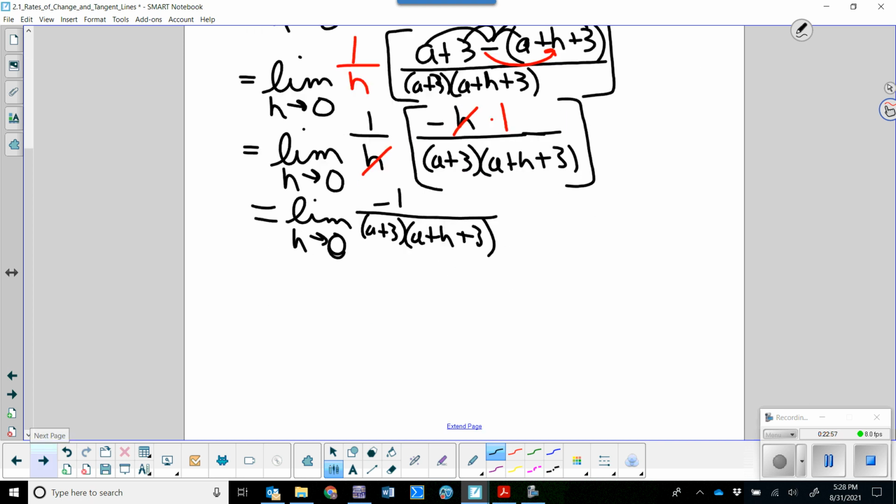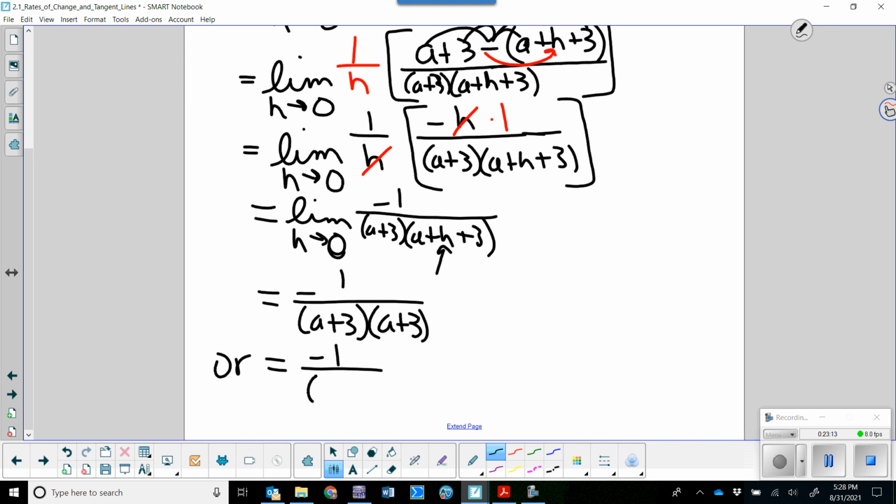So the limit is to let h go to 0. So now I can plug in h going to 0, and I have negative 1 over a plus 3 times a plus 3, because h is going to 0, or negative 1 over a plus 3 squared. Okay, so that's the formula for the slope. Okay, so that's the slope at any point a.